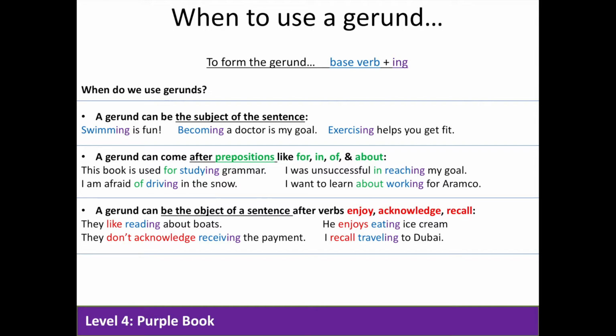A gerund can be the object of a sentence after verbs like enjoy, acknowledge, and recall. Some examples: they like reading about boats. They don't acknowledge receiving the payment. He enjoys eating ice cream. I recall traveling to Dubai.